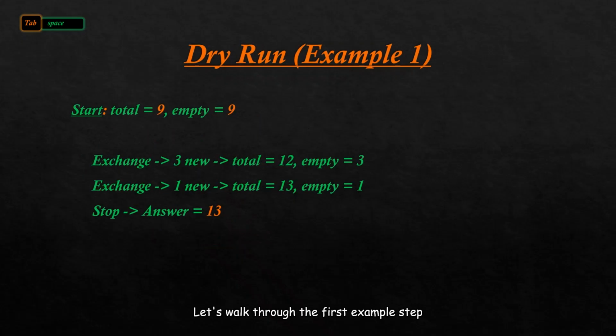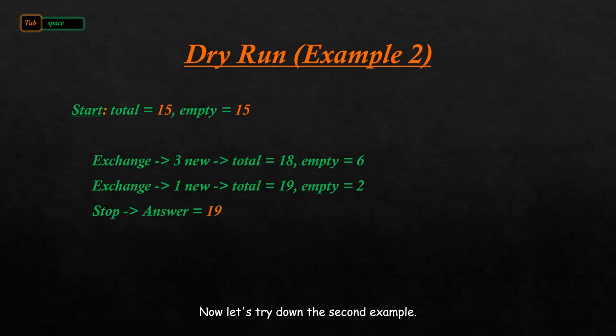Let's walk through the first example step by step. Start with 9 bottles, drink them, total equals 9, empties equal 9. Now exchange 9 empties for 3 new bottles, drink them, total equals 12, empties equal 3. Exchange those 3 empties for 1 more bottle, drink it, total equals 13, empties equal 1. At this point we cannot exchange anymore. The maximum is 13 bottles.